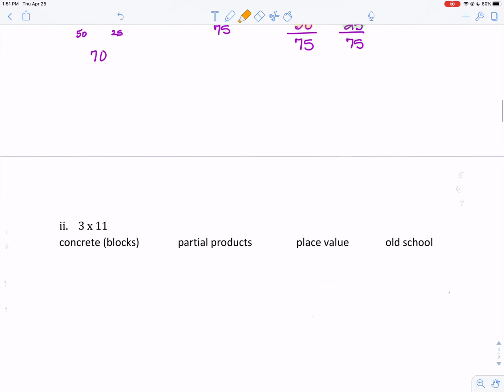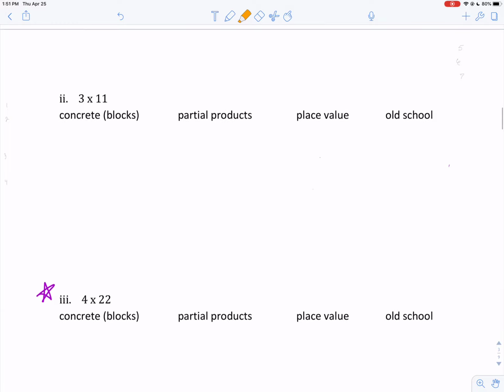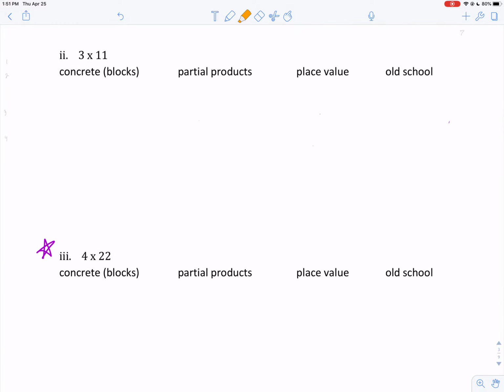Let's fill out one more chart, and then I'll have you do one. So the first one, 3 times 11, here's our concrete blocks. We've got 3 rods and 3 units. Then we'll just add all those up. So we wind up with 33 blocks. The partial products, we're going to take the 11 and divide it into 10 plus 1, and then we multiply those by 3. So we'll get 30 plus 3, or 33.